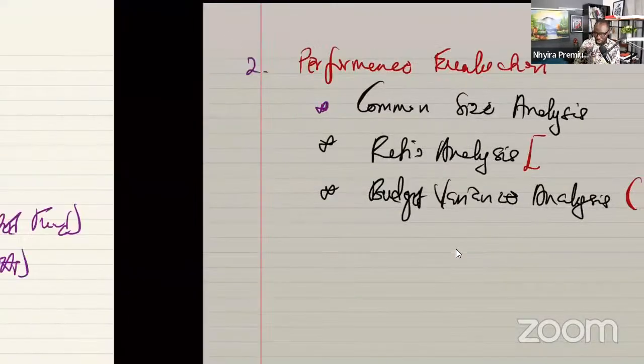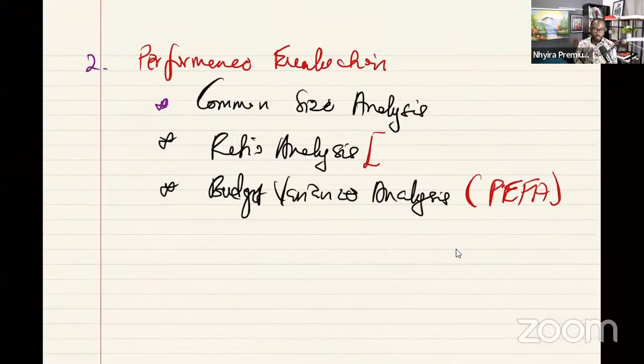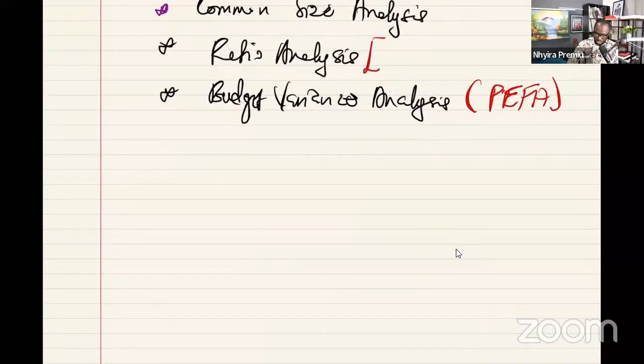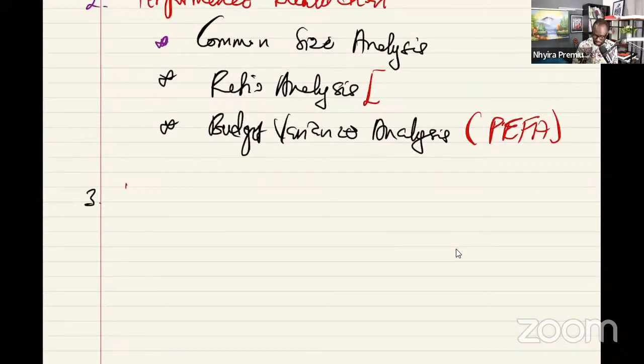So number 1, financial statement preparation. Number 2, performance evaluation using the common size analysis, using ratio analysis, or using the budget variance analysis. Then we go to the third thing, number 3, and that is going to be the issue about public-private partnership arrangements.